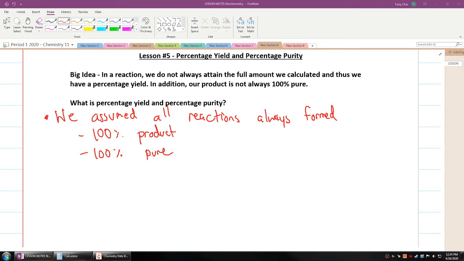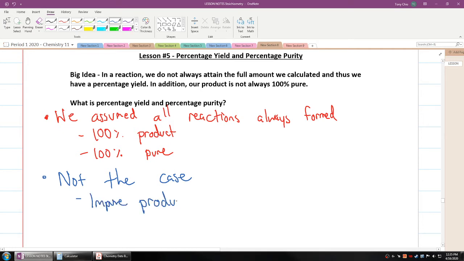The reason why we don't really obtain both 100% product or 100% purity is because we run into issues when we are creating our products. And this is due to we sometimes will get what we call impure products, aka we're going to get products that we don't want. That's the first thing.